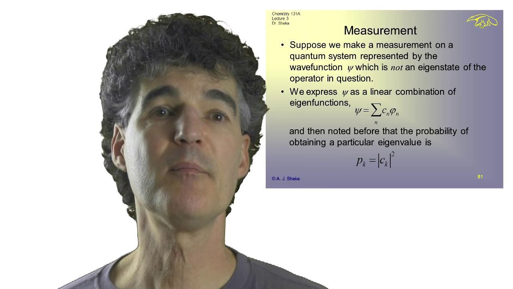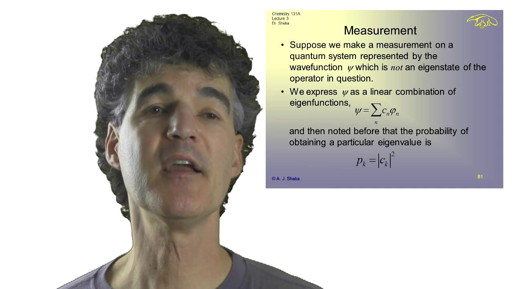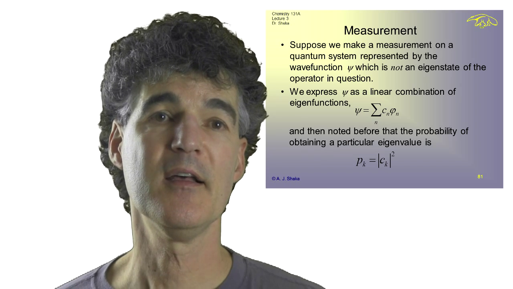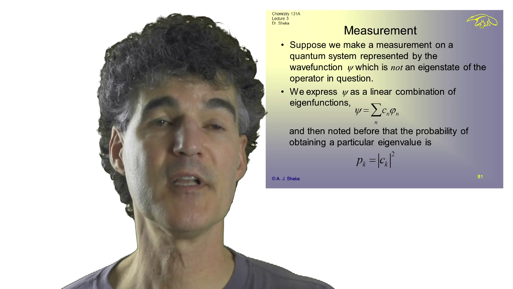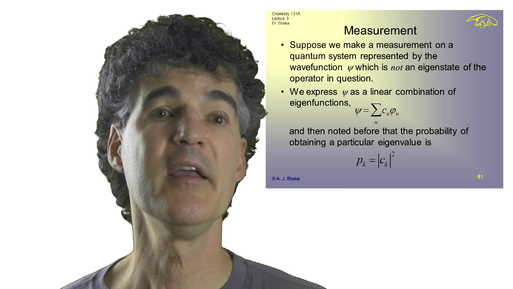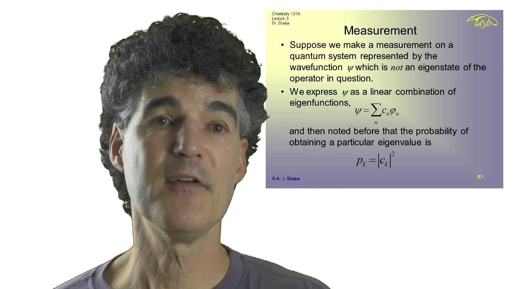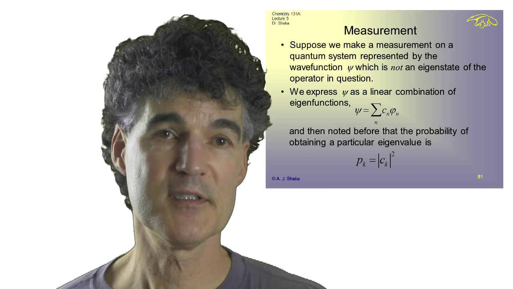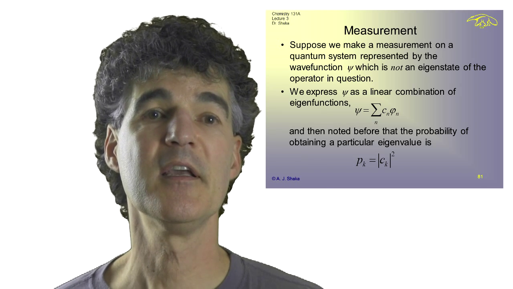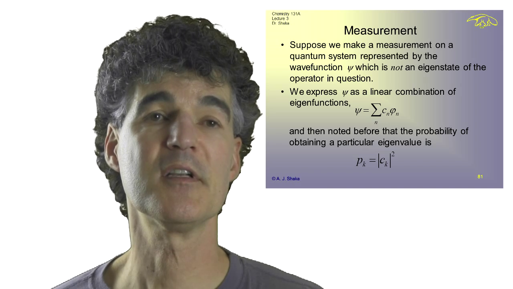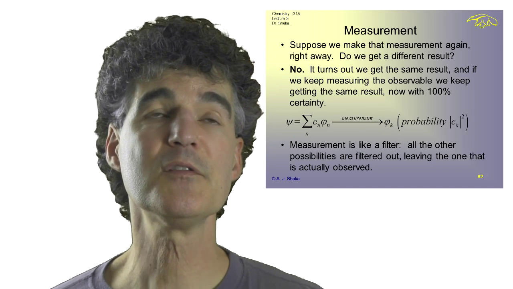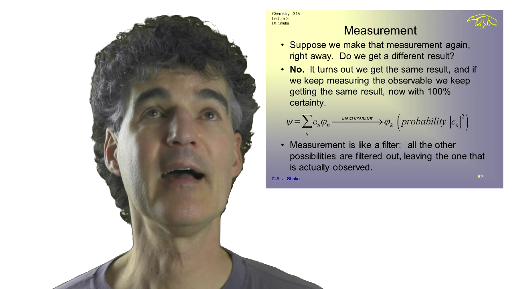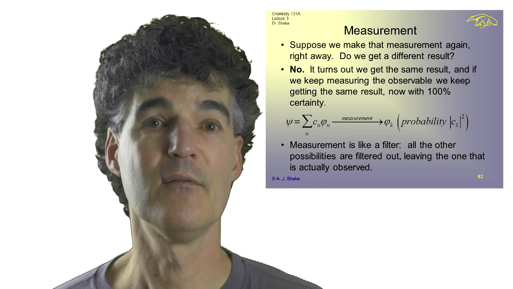And then the probability of obtaining a particular eigenvalue, let's say eigenvalue k out of the totality from 1 to n, is the absolute value of ck squared, where ck is the coefficient of the kth eigenfunction. Now, suppose we then make the measurement again, right away.